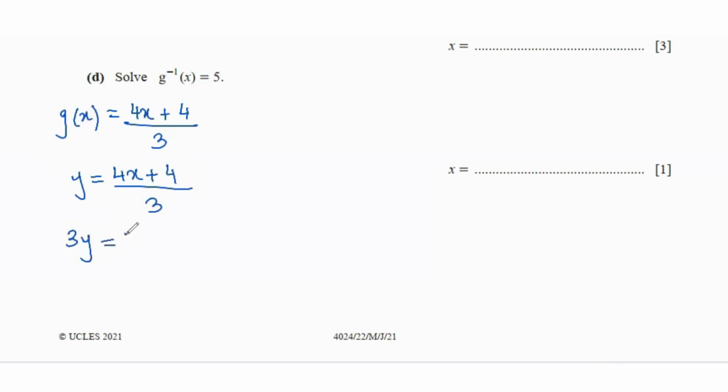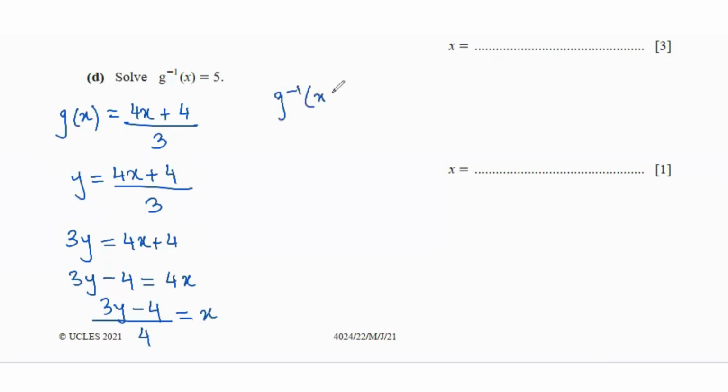Cross multiply, 3y equals 4x + 4. Move 4 to the other side: 3y minus 4 equals 4x. And then finally divide by 4. So that means your g inverse of x is (3x minus 4) over 4.